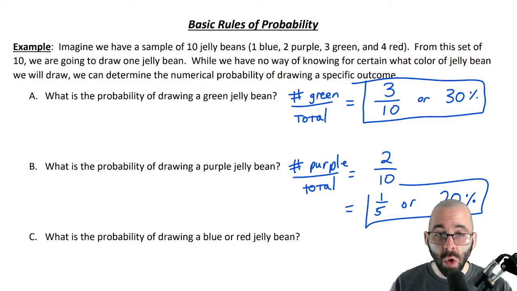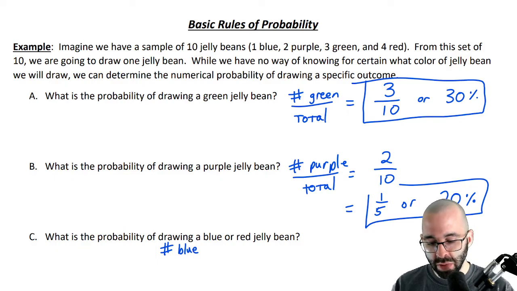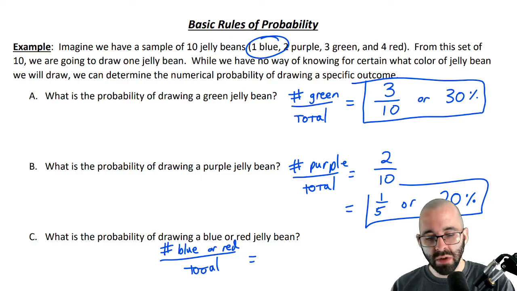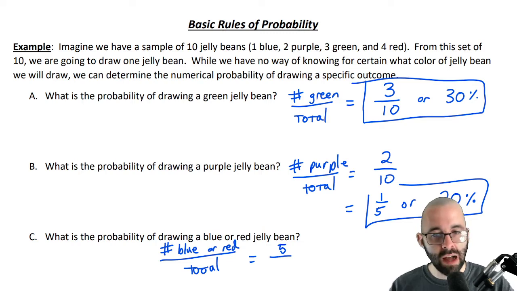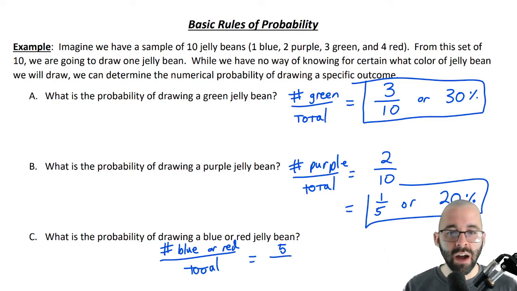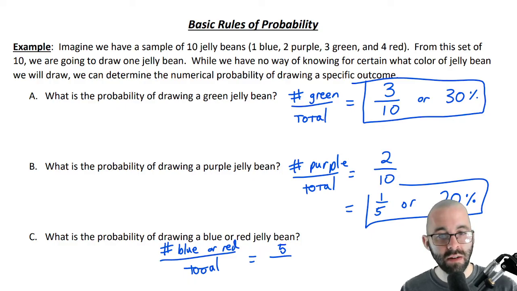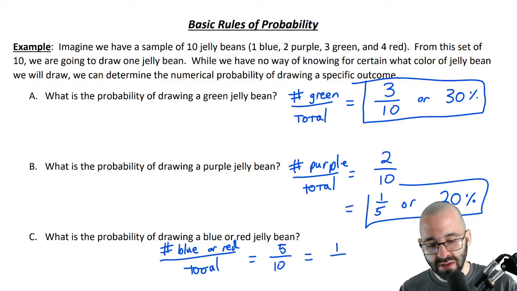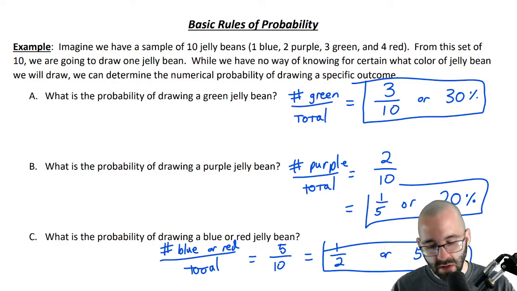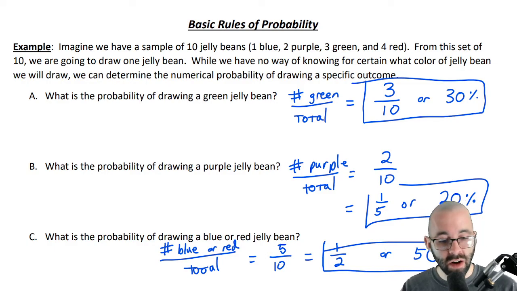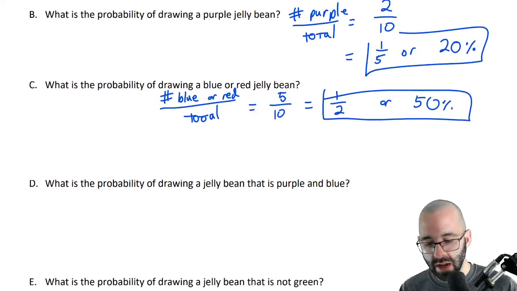What's the probability of a blue or a red jelly bean? So same logic. How many blue or red jelly beans are there? And how many are there total? Well, there's 1 blue and 4 red. So there are 5 favorable outcomes, right? There are 5 jelly beans that are either blue or red. So again, this simplifies to 1/2 or 50%. We're counting all the ones that are either blue or red.